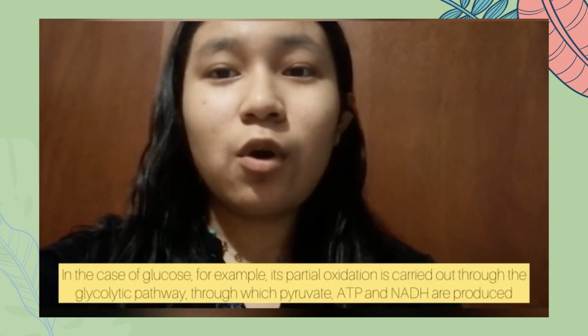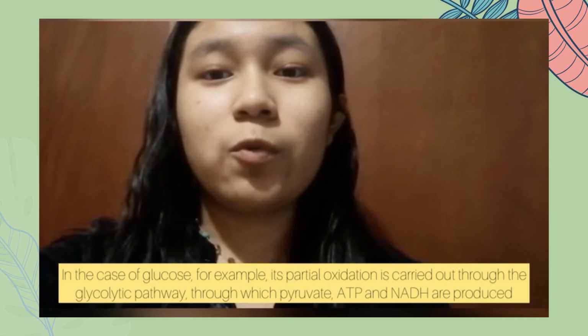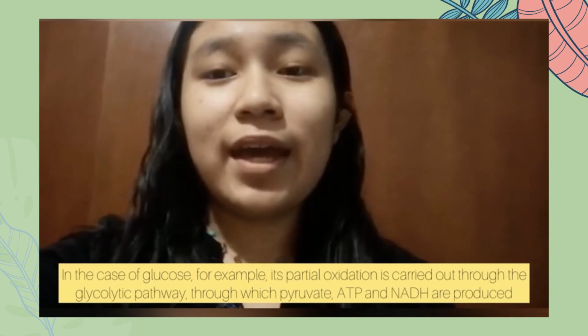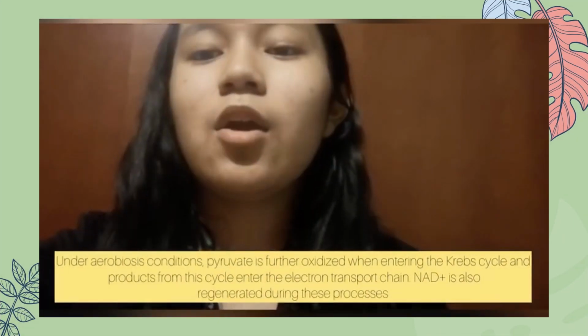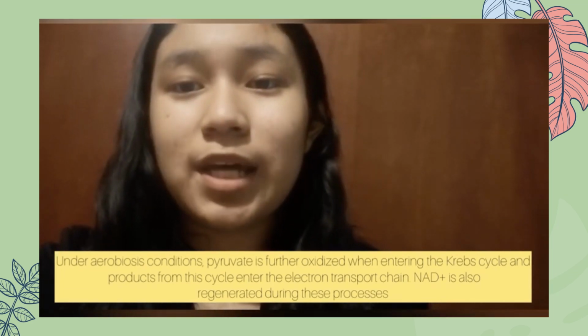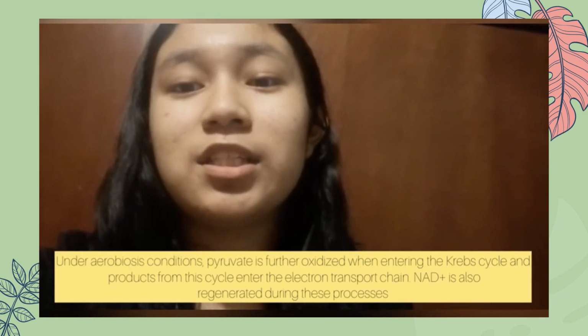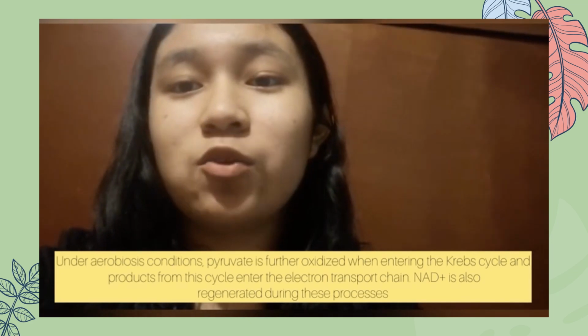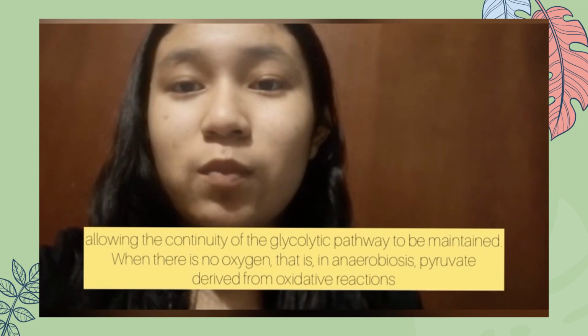In the case of glucose, for example, partial oxidation is carried out through the glycolytic pathway, through which pyruvate, ATP, and NADH are produced. Under aerobic conditions, pyruvate is then oxidized when entering the Krebs cycle, and products from this cycle enter the electron transport chain. NAD is also regenerated during this process, allowing the continuity of the glycolytic pathway to be maintained.